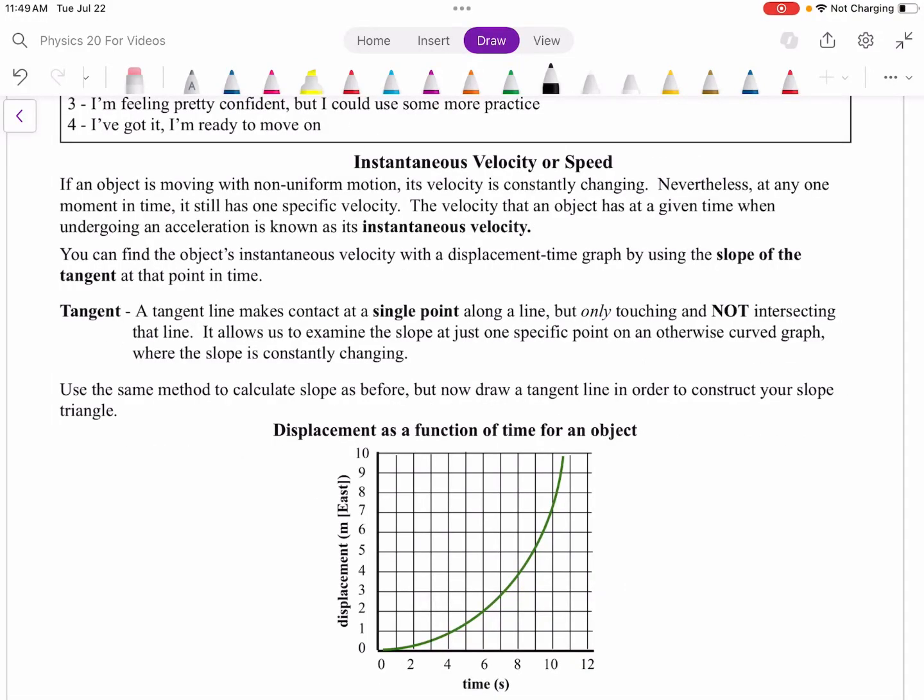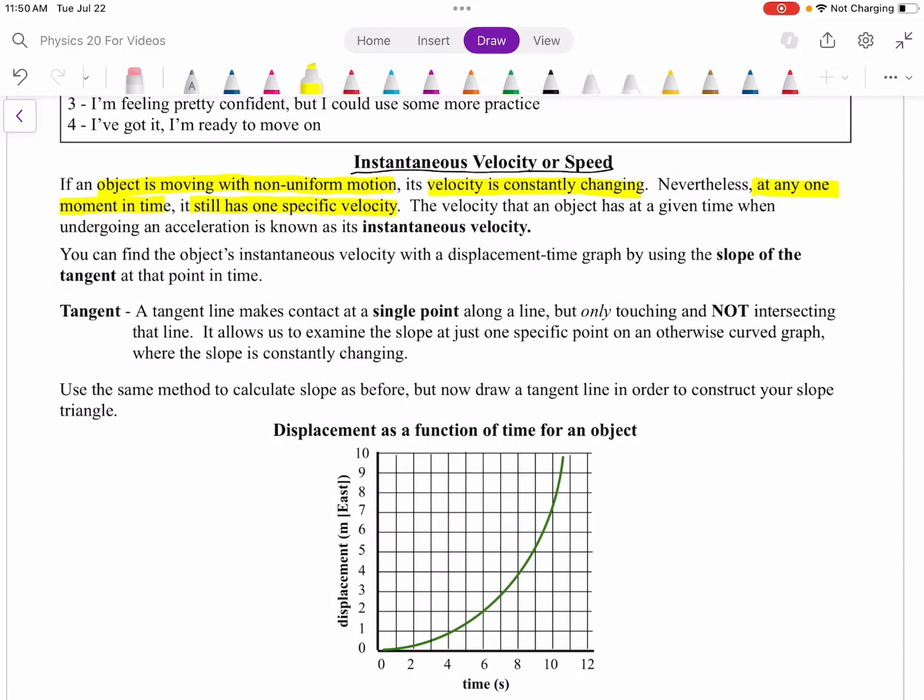All right, so next we're going to talk about the concept of an instantaneous velocity or speed, okay? So if an object is moving with non-uniform motion, we know that that means its velocity is constantly changing, right? However, at any one given moment in time, it still has a specific velocity, right? For example, if you were to undergo non-uniform motion, say you were going to start at rest, 0 kilometers per hour, and then speed up to 100 kilometers per hour, right? Yes, your velocity was constantly changing, but at each point in time you had a specific velocity, right?